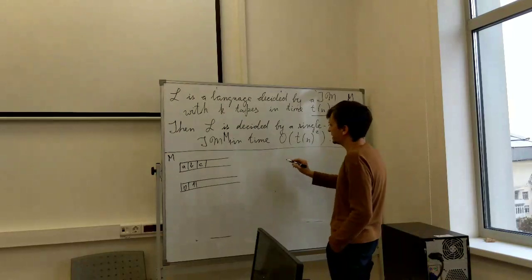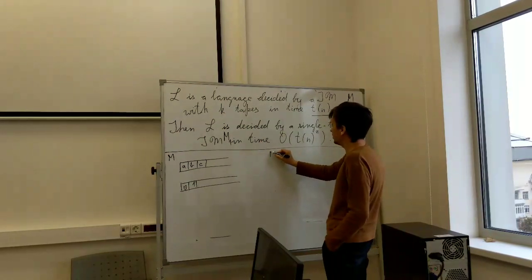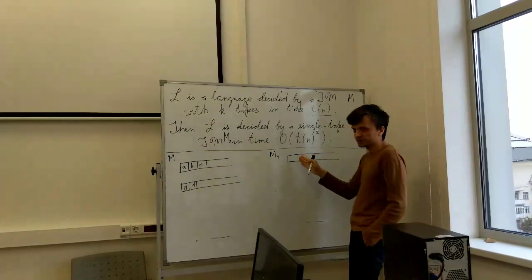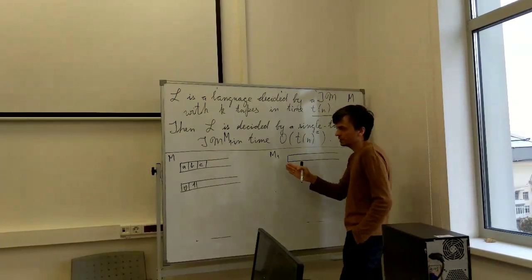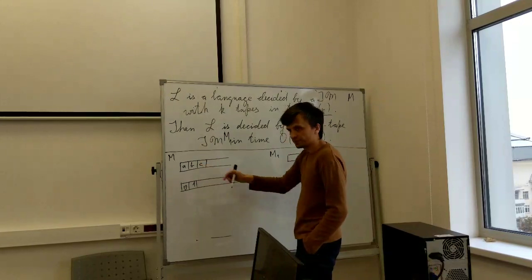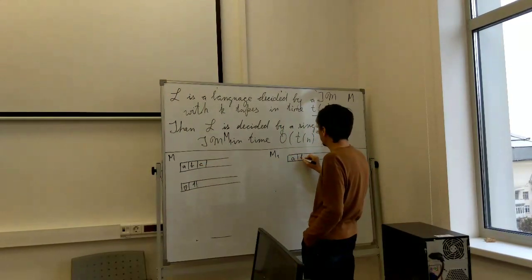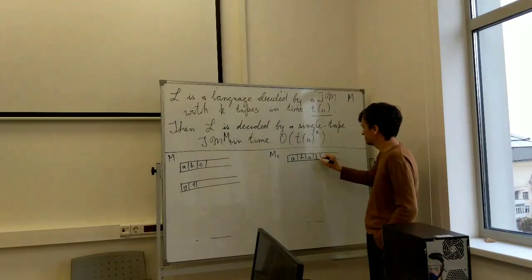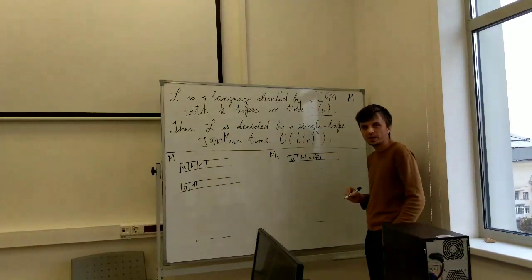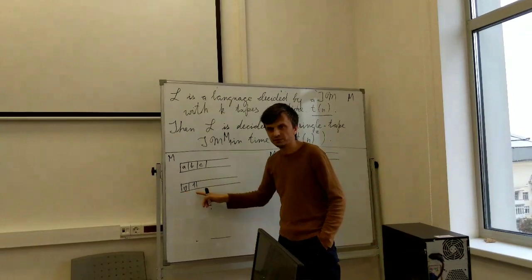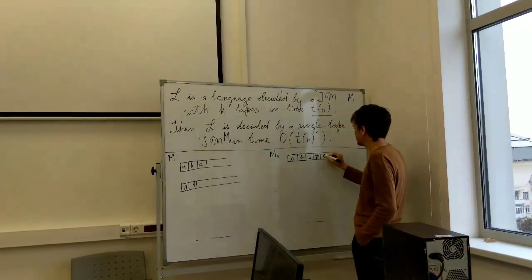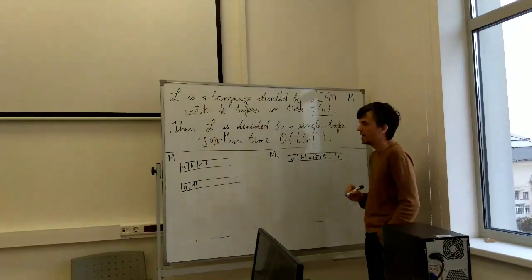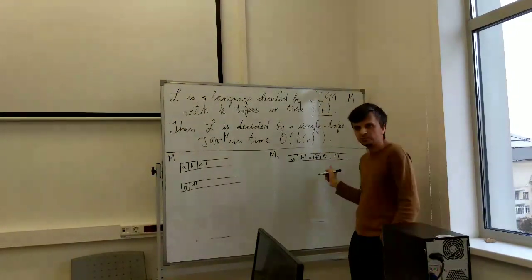Then in M1, we will have a single tape. And first we will have the contents of the first tape, so A, B, C. Then we will have a special delimiter symbol, like this one. And then we will have the contents of the second tape. So 0, 1. Is anything missing here?